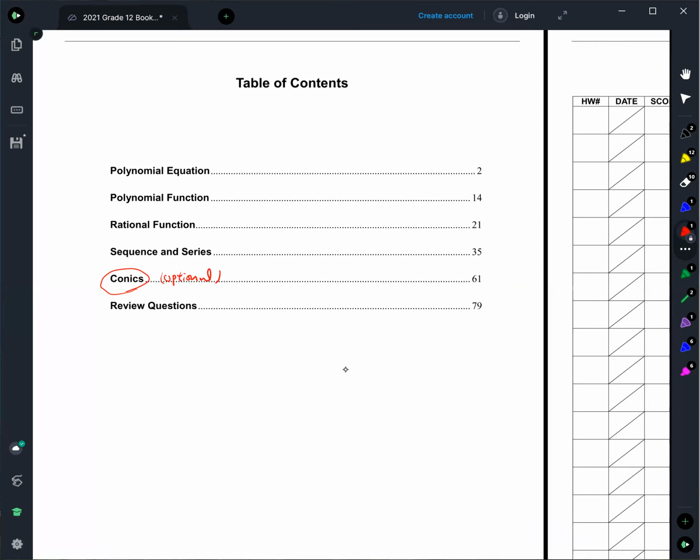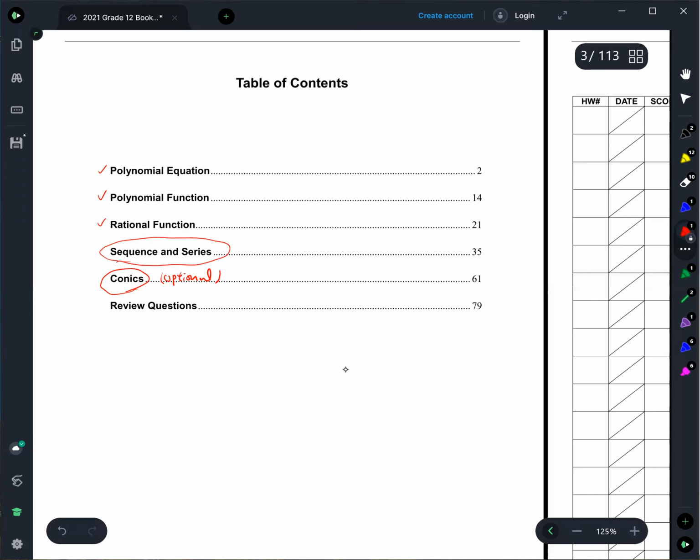So what we'll be covering is polynomial equation, polynomial function, okay? And rational function. Sequence and series, I'll be sending out the videos for you to watch by yourself. This one is easier to understand, okay? Because you have done arithmetic sequence and series before. So it should be easy to follow. Basically you just need to plug into the formula, okay? So not as complicated as other questions, all right?